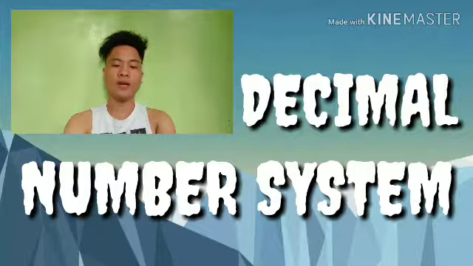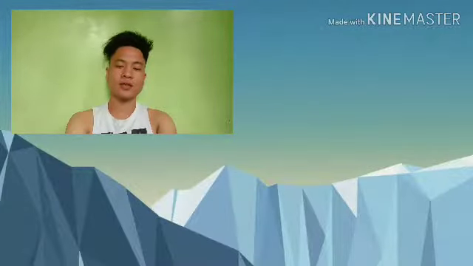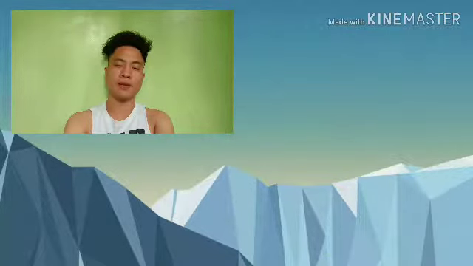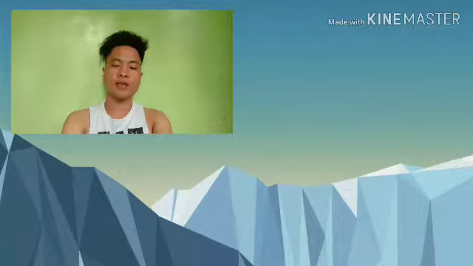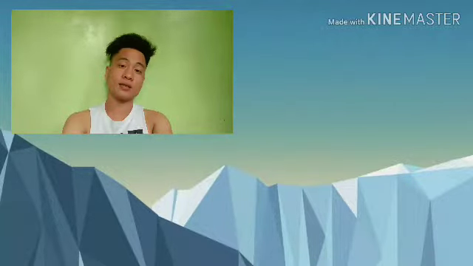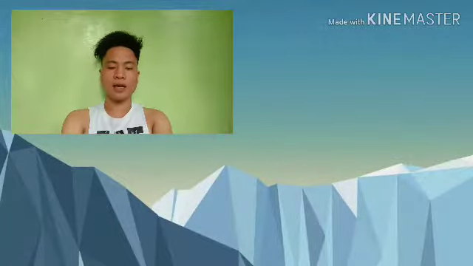The number 1486 can be represented as shown. We represent the numbers in this manner because we are using different digits and each digit has a different place value depending on its position. The representation should be in powers of ten. Any two digits A and B can be represented as shown. Three digits A, B, and C should be represented as shown.